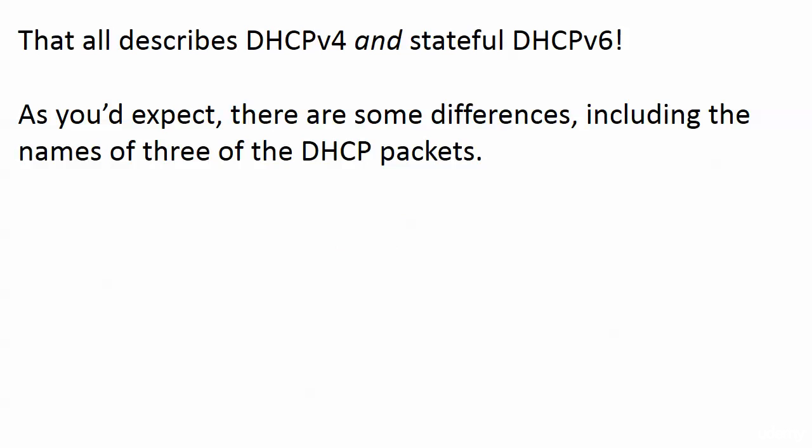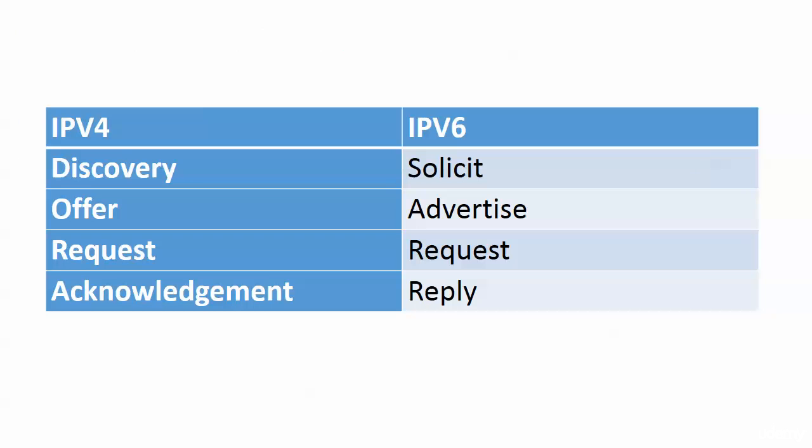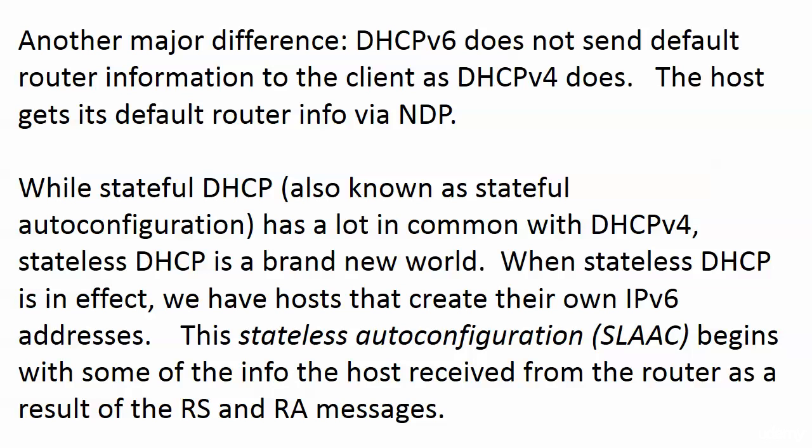Now, there are some differences we knew there would be, including the names of 3 of the DHCP packets. And in case you've been using the acronym DORA to remember the order of the IP version 4 packets, discovery, offer, request, acknowledgement, in IP version 6, you get to sound like a pirate because you'll be saying SAR. It's solicit, advertise, request, reply. Request is the only name shared by a packet in DHCP on version 4 and version 6.